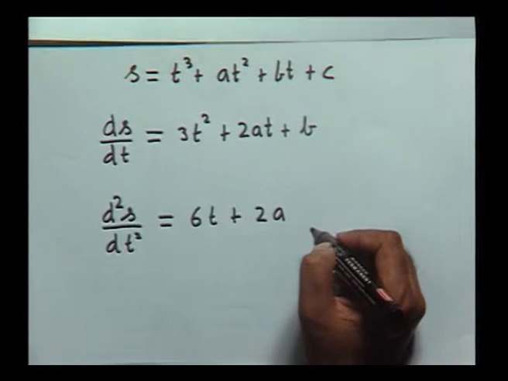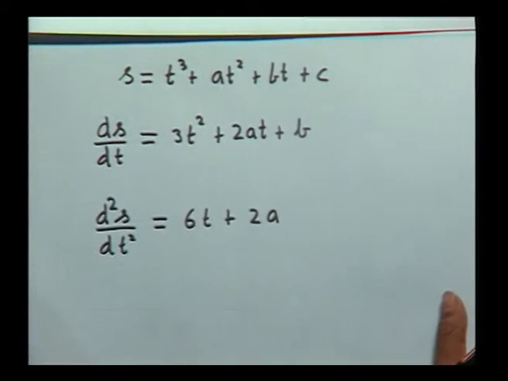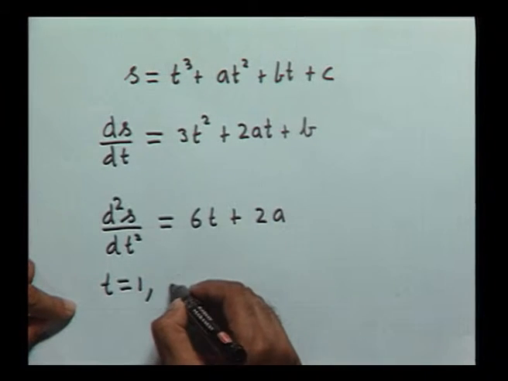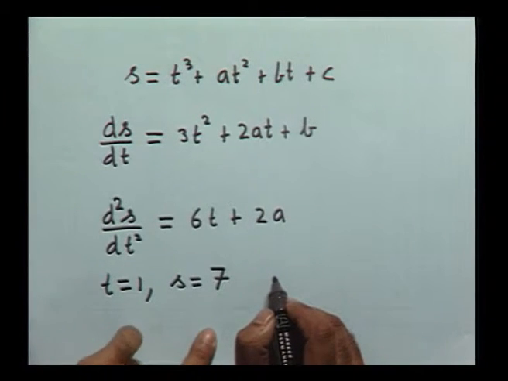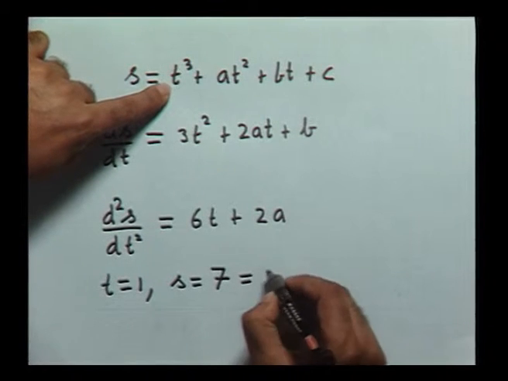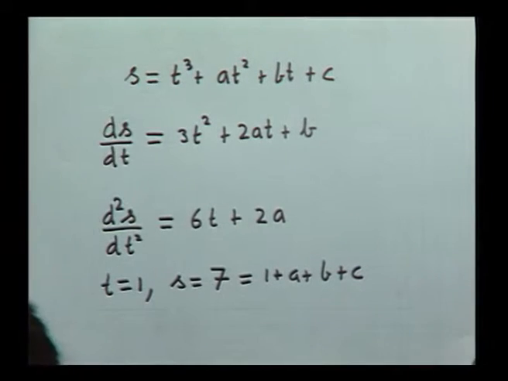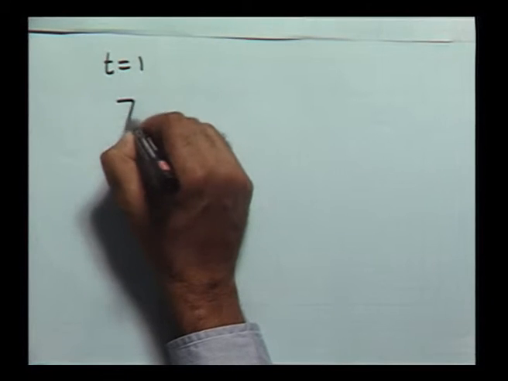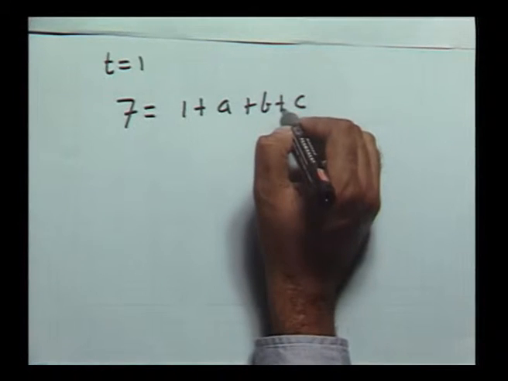We are required to find a, b, c, and we are told that at time t equal to 1, s is equal to 7. Well, when I put t equal to 1, s is really, by this expression over here, 1 plus a plus b plus c. That's the first of our equations. Let me just put it down on this other sheet of paper. So, at t equal to 1, I find that 7 is equal to 1 plus a plus b plus c.